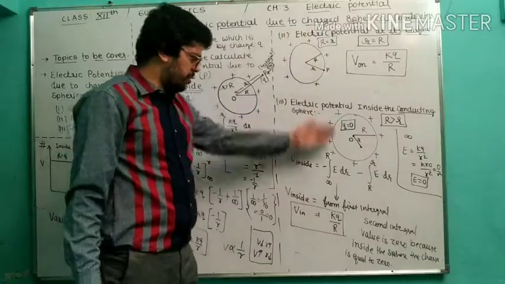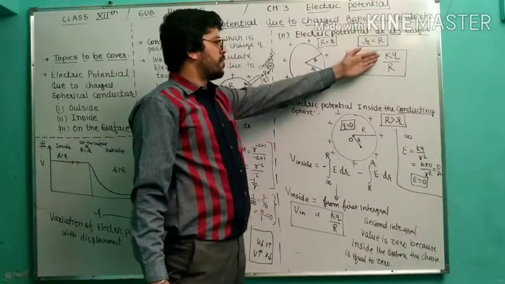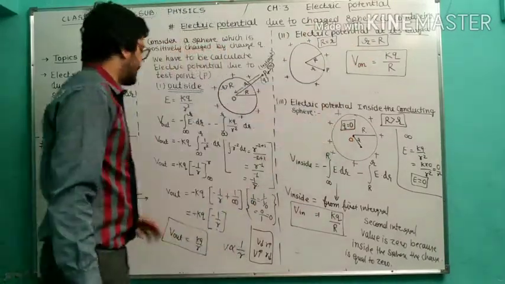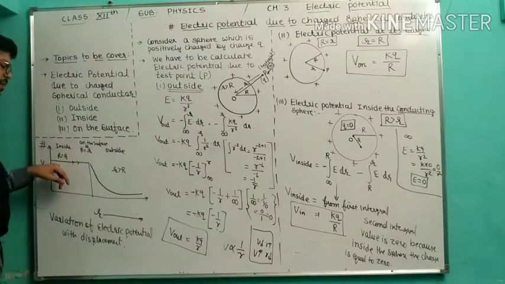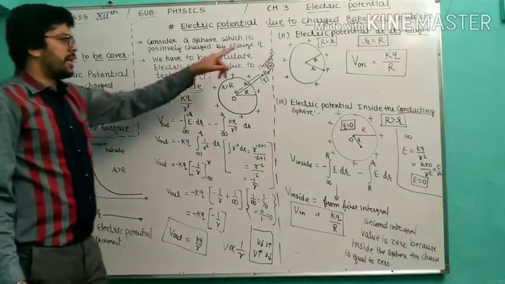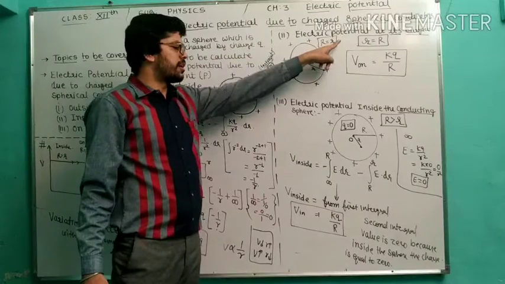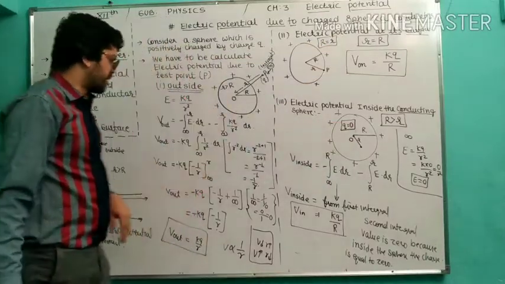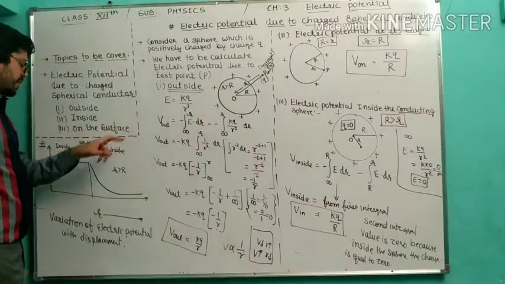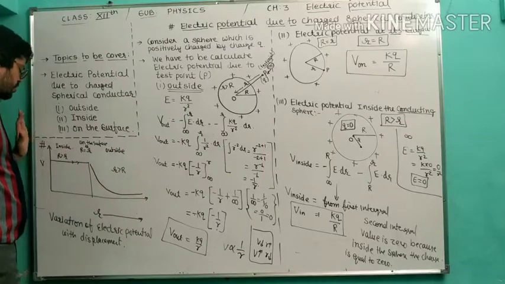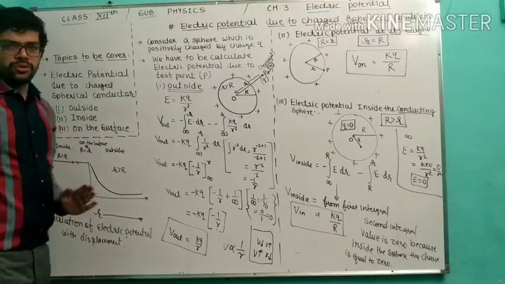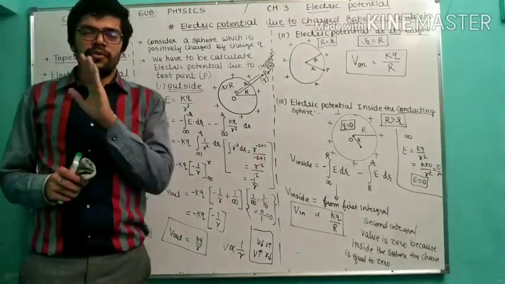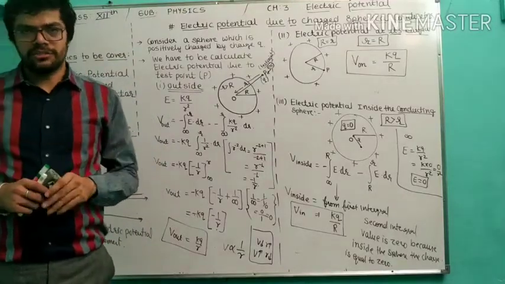I draw the graph because the electric potential value on the surface of the sphere and inside is the same. So the graph is constant, meaning the maximum value of the electric potential is always present on the surface of the sphere and inside the conducting sphere. But outside it decreases, so I have shown a decreasing order here. I hope you understood all the topics. If you have any doubt, you can comment in the comment section. Thank you so much.